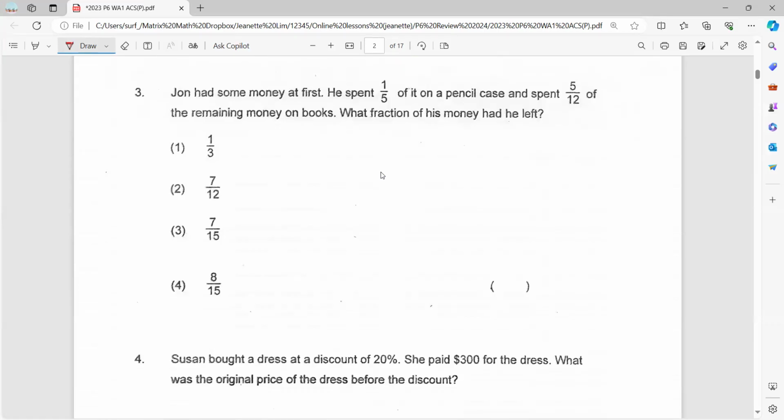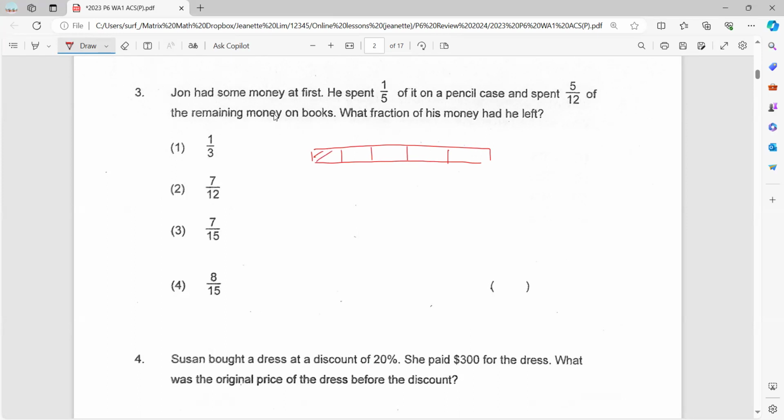Question 3, John had some money at first. He spent 1/5 of it on a pencil case and spent 5/12 of the remaining money on books. What fraction of his money had he left? Okay, I'm going to do a model. Because they said 5/12 of the remaining, I need to find out what is the remaining that's left. So the first thing I should do is take away 1/5 because that's what he spent first.